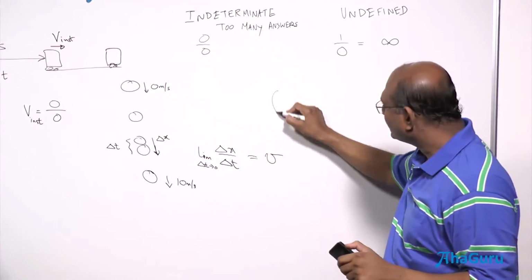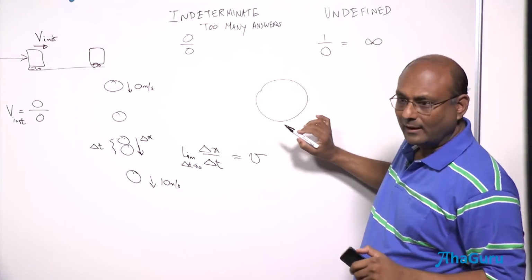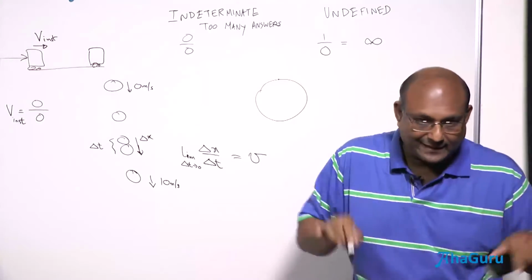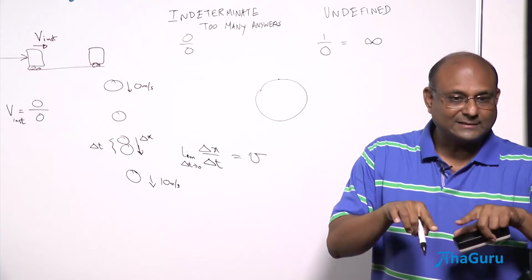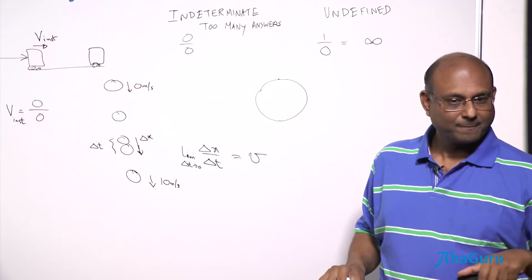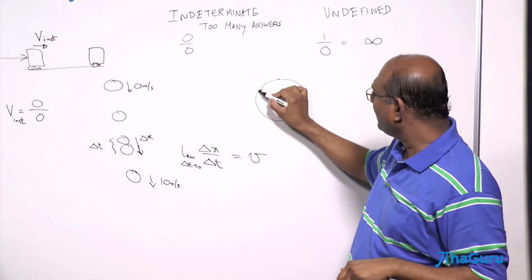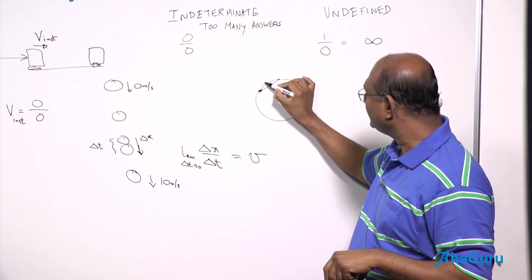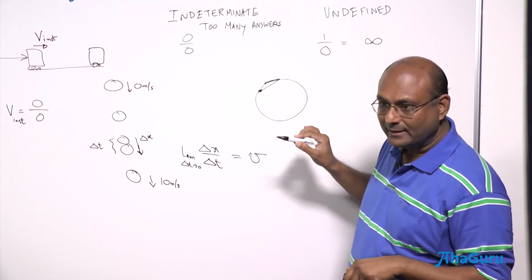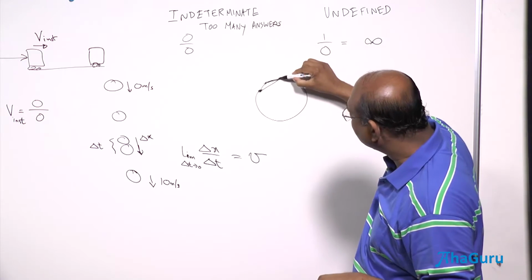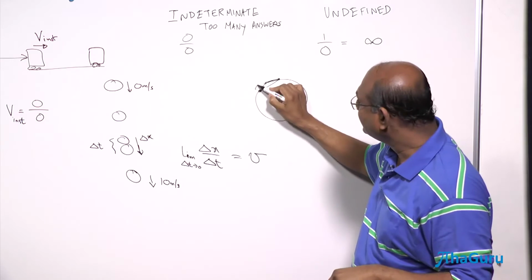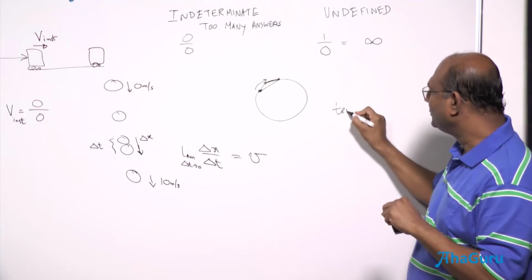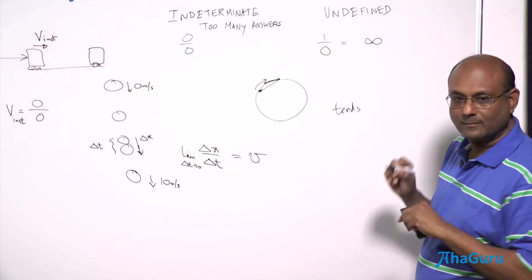But actually, if I draw a circle, what is the tangent? A tangent is something which is like a secant, except that both the points are the same. So if I took this point and that point, this would be the secant. If I took this point and this point, that would be the secant, right? And as I make this approach this, we say as this approaches that, we usually use the word tend to, or tends to.